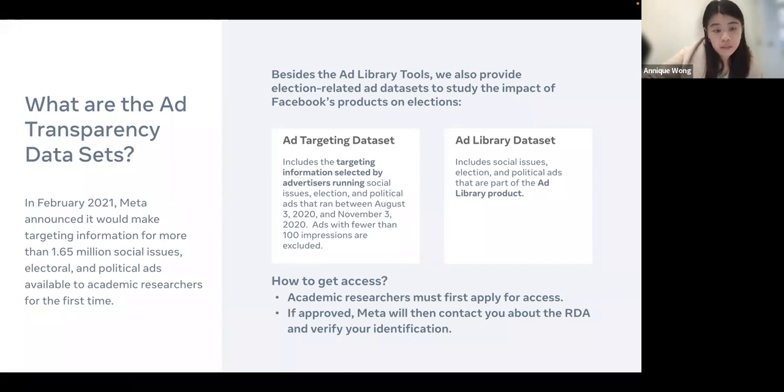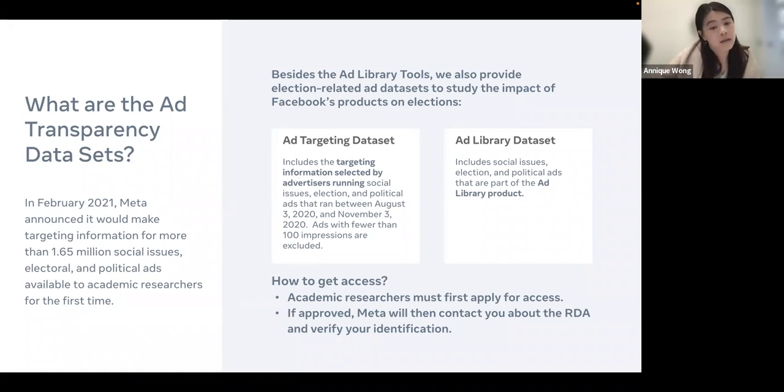So the first data set that they've offered is the ad targeting data set. And this contains the targeting logic of all the social issue, electoral, and political ads that were run from August 3rd, 2020 through November 3rd, 2020. And this targeting information includes location, demographics of people who saw the ad, interests of the people advertisers want to reach, as well as consumer behavior, such as prior purchases and device usage.